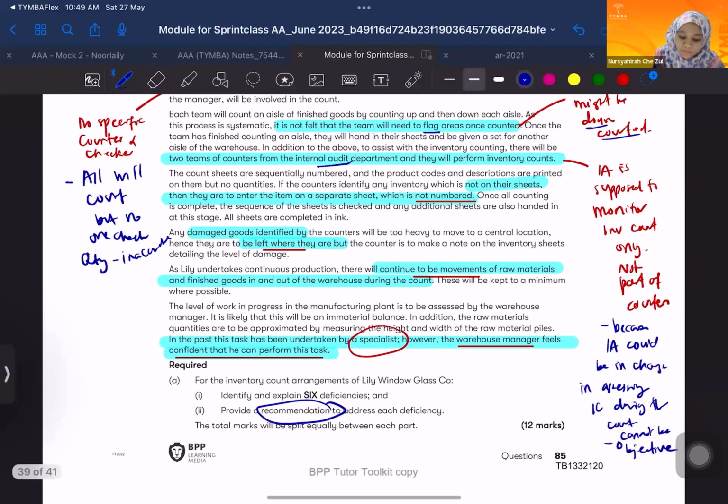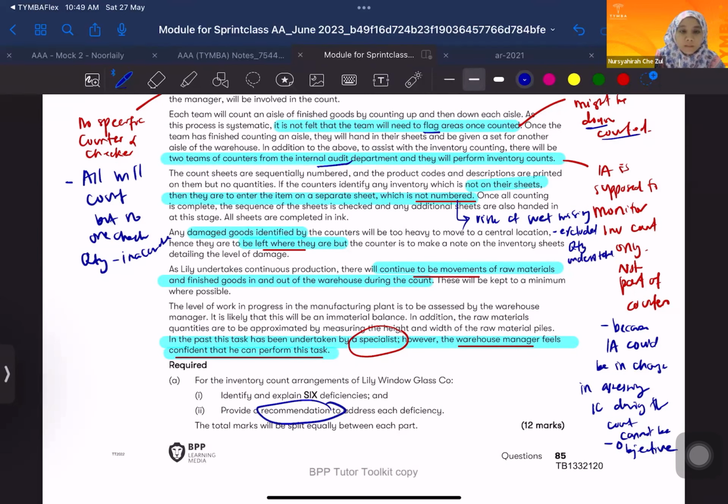Next, there are some items which are not on their sheet. If they have to calculate, it will be on a separate sheet and not numbered. If I am a student, I am going to explain the simple issue, which is the risk of sheets going missing. What happens if those inventory count sheets go missing? Of course, they will be excluded from the count, therefore the quantity will be understated.